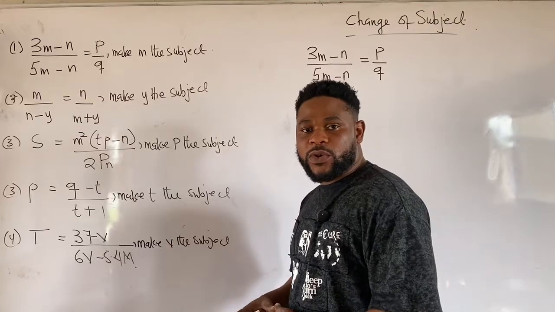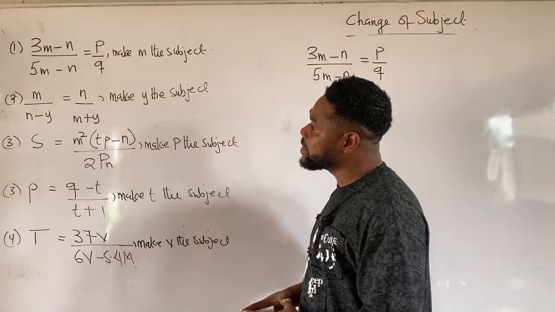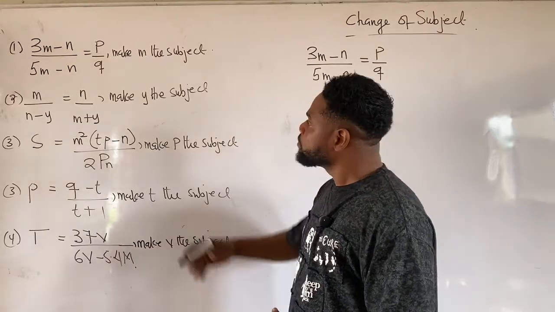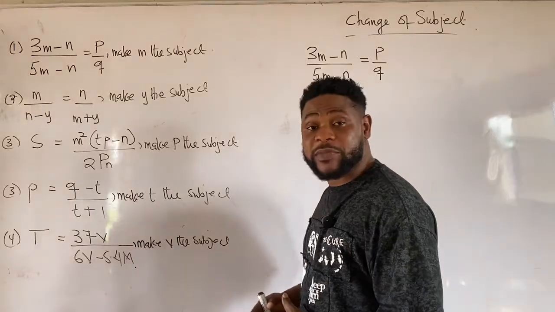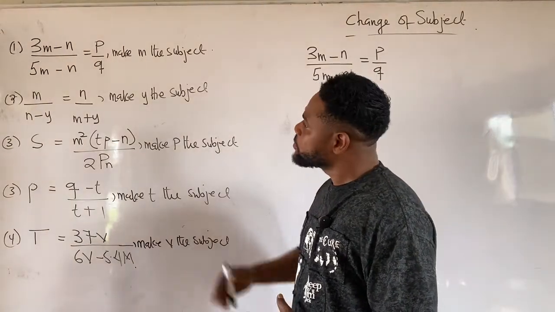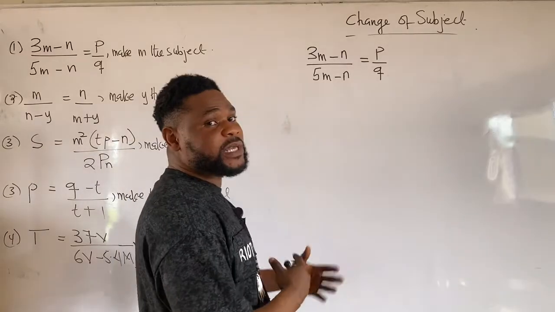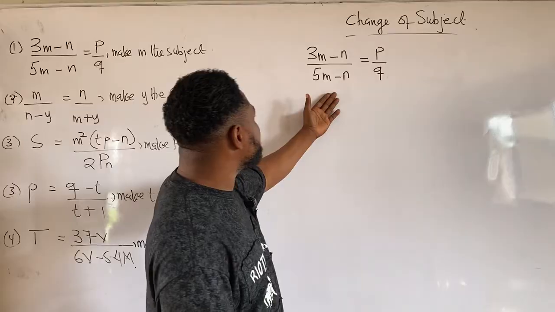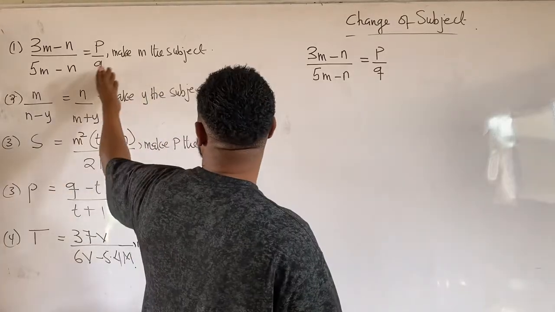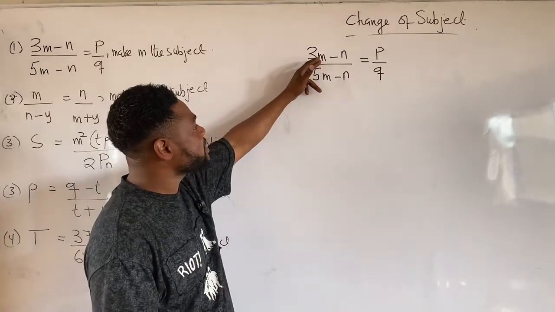Alright, today we want to see how we can solve these change of subject questions on the board. All these questions you see here follow the same mathematical process. So I'm going to solve question number 1 so that you use that concept to answer the rest of the questions. Now from question number 1, we have been told to make M the subject. So we are looking for M as a subject.